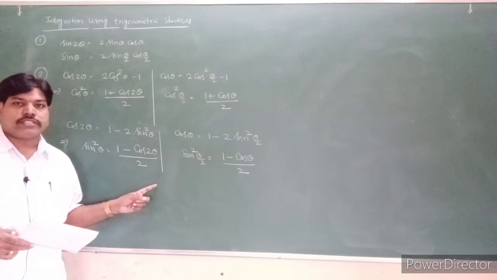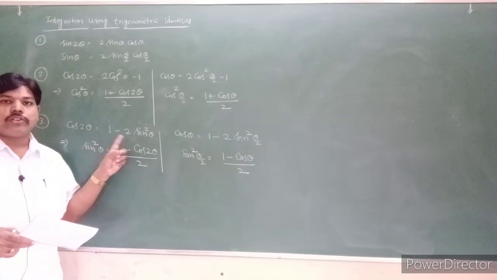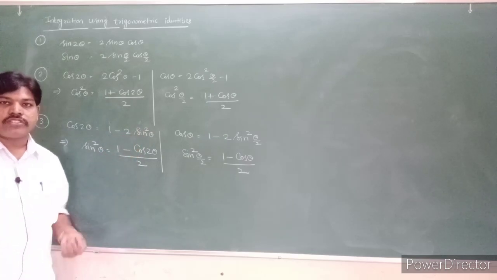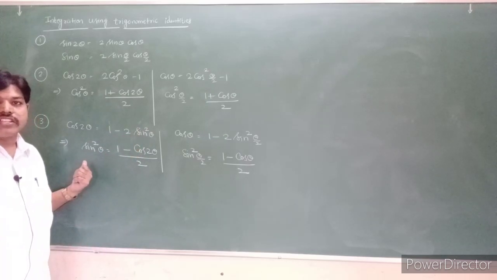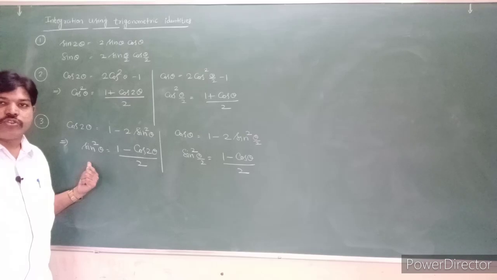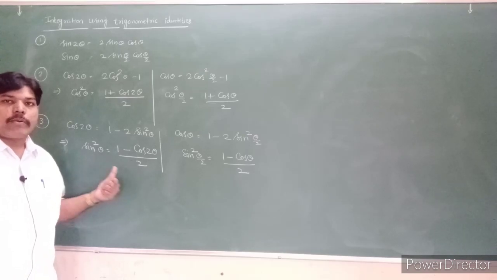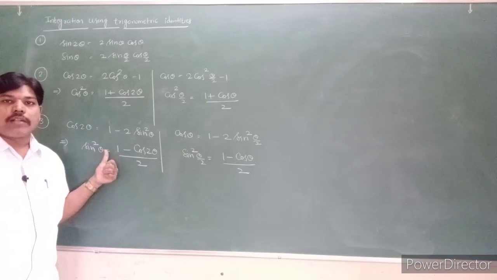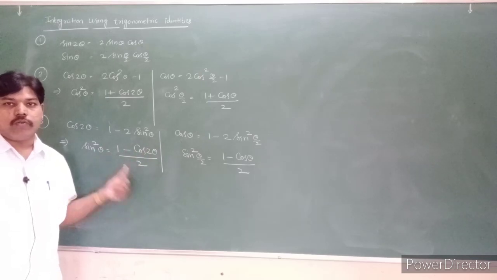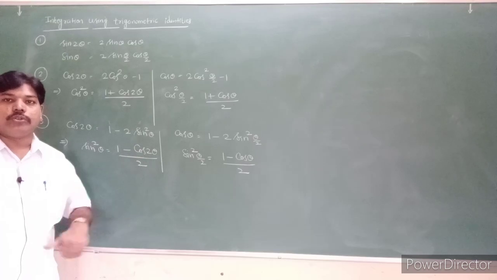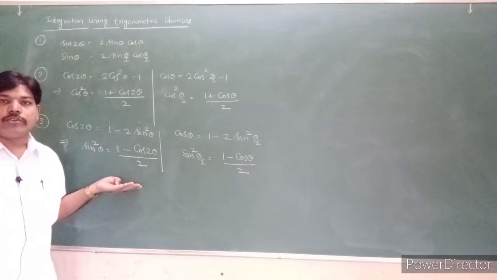Do you understand this, students? So cos 2 theta is equal to 1 minus 2 sin square theta. In the problems, if you get the integral of sin square x, you don't have the direct formula for sin square x. What you have to do is convert sin square x into this form: 1 minus cos 2x by 2. That is the formula you have to use.